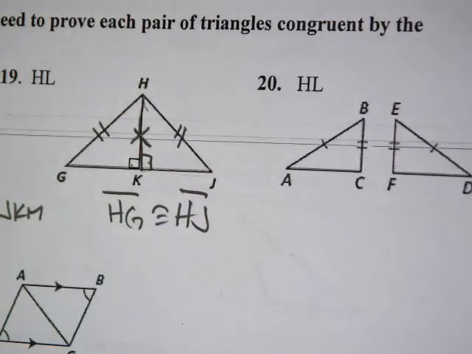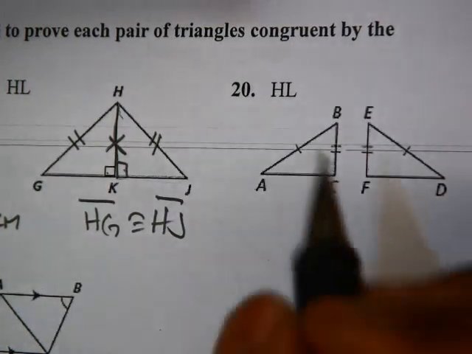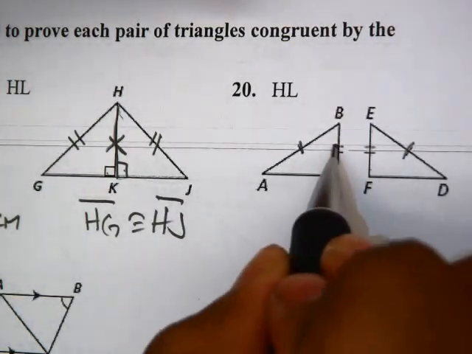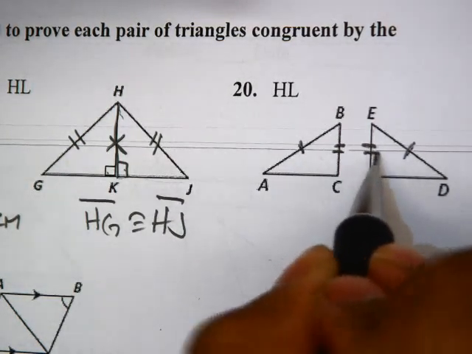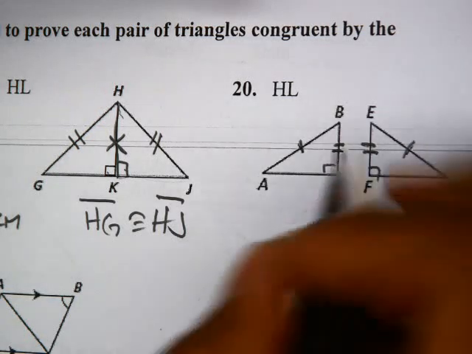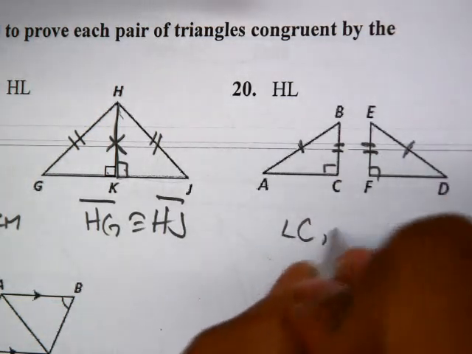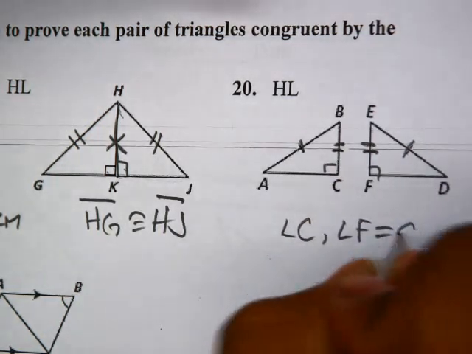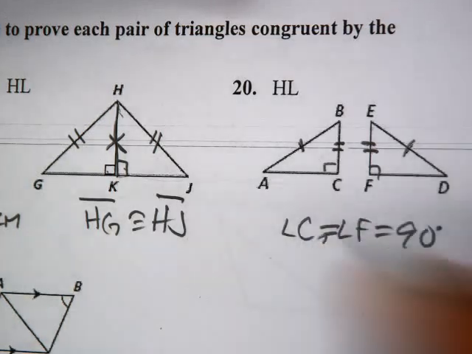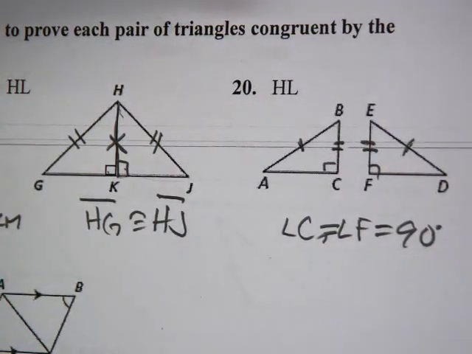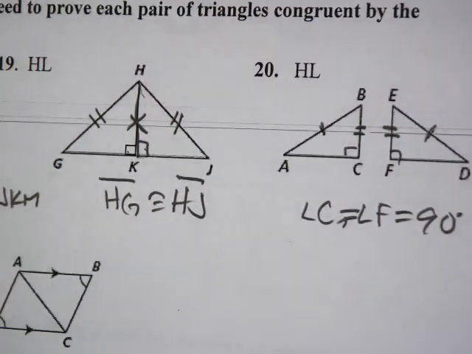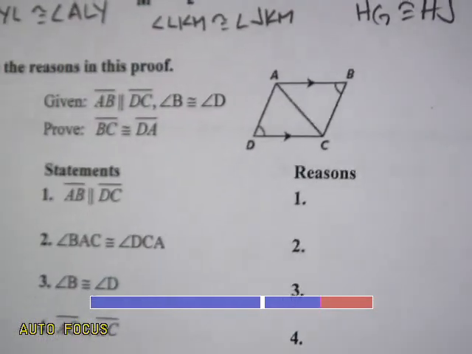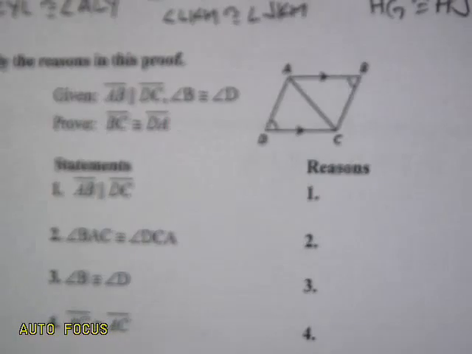And again, on 20, to use HL, I need right triangles. They have hypotenuses and legs there. So I need angle C and angle F to both be equal to 90 degrees. I need them both to be right triangles. In 21, I need to just give out the reasons for this proof.